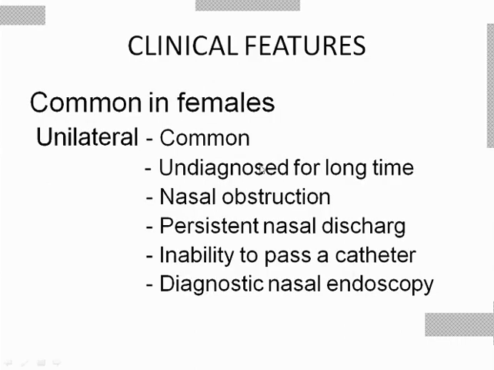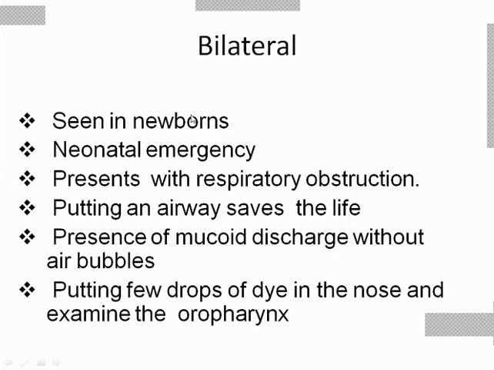It is common in females, and unilateral is common. Symptoms include long-standing nasal obstruction, persistent nasal discharge, and inability to pass a catheter through the nasal cavity. If you do a diagnostic nasal endoscopy, you can find it out. So bilateral is seen in newborns and is a neonatal emergency. The respiratory obstruction requires securing an airway, which saves a life.